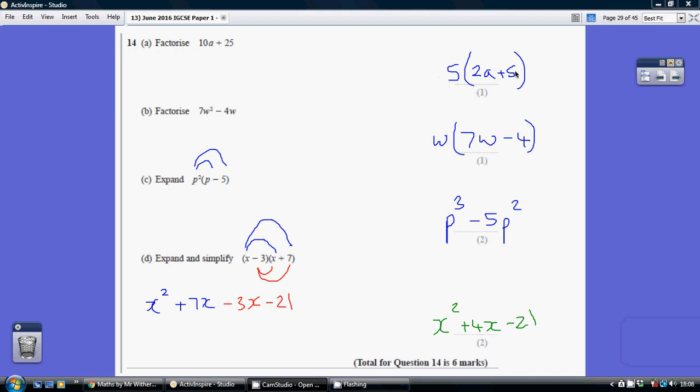And 5 times what would give you 25? 5 times 5 is 25. So quite tricky to get there, but pretty easy just to multiply out, just to expand it and make sure you get back to where you started.